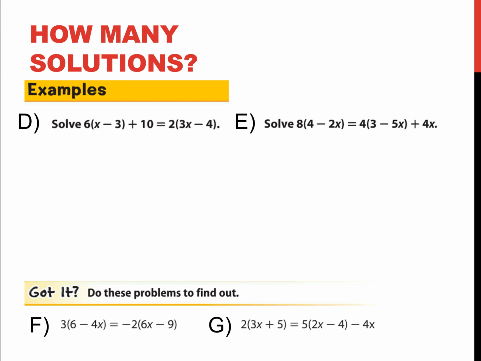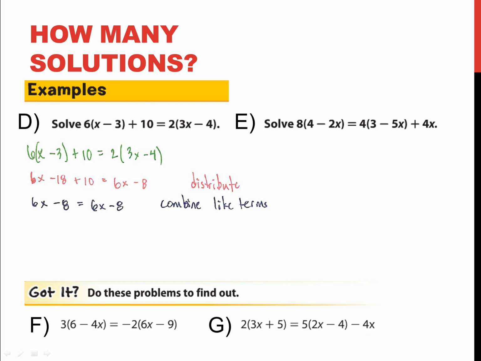So now I want to see if we can check how many solutions each of these have. So I'm going to work out D and E with you guys. All right, let's check it out. First, I've got to rewrite the problem, and I'm going to distribute. So that's 6 times the x and 6 times negative 3, 2 times 3 and 2 times the negative 4. Combine those like terms together, and wouldn't you know, the left side, 6x minus 8, equals the right side, which is also 6x minus 8. Oh, there you go. Identity. There's an infinite number of solutions to this problem.